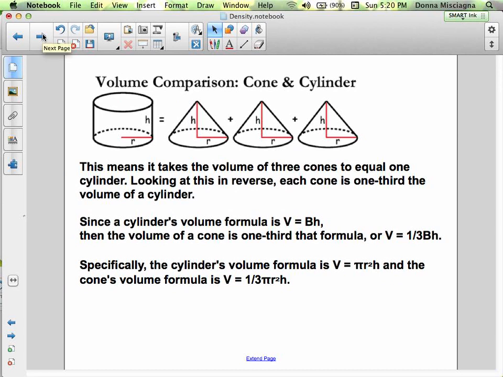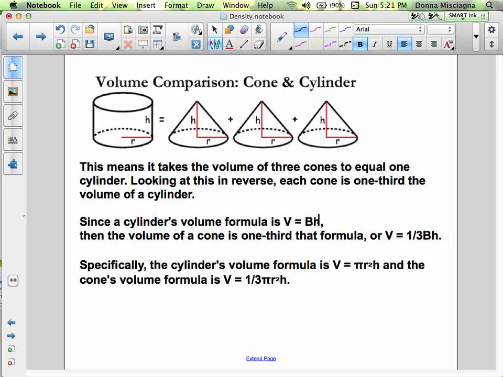Right, so volume comparison, cone and cylinder. This means it takes the volume of 3 cones to equal 1 cylinder. Looking at this in reverse, each cone is 1/3 the volume of a cylinder. So just like the pyramid is 1/3 the volume of a prism with the same base and height, the cone is 1/3 the volume of a cylinder with the same radius and height. So since a cylinder's volume formula is the area of the base times the height, and we know height's the distance between the two bases, then the volume of a cone is 1/3 that formula.